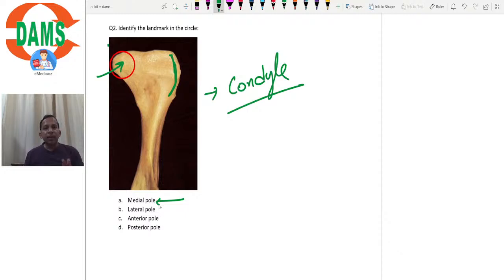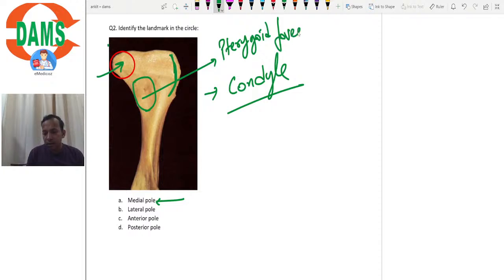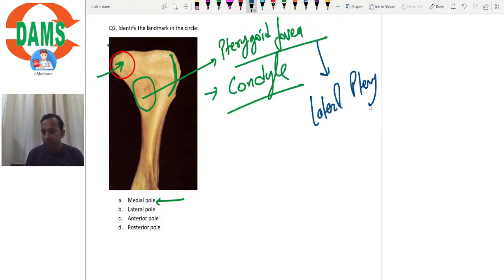Is it clear? It is the medial pole, and right below it you can identify the pterygoid fovea. The pterygoid fovea is the site of attachment of the lateral pterygoid muscle, and the medial pole is the most prominent one.